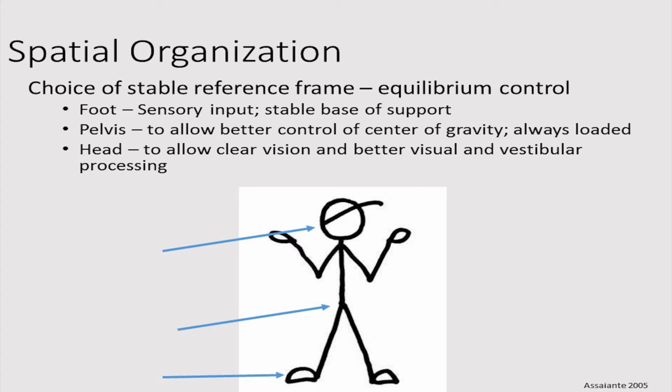But during gait, we only have one foot on the ground at a time. So during swing phase, that's not a great choice for a stable base of support or a stable reference frame. It could also be our pelvis. It allows better control of center of gravity. And during gait, the pelvis is always loaded. So it doesn't matter which foot is on the ground, we're always getting that loaded input into the pelvis.